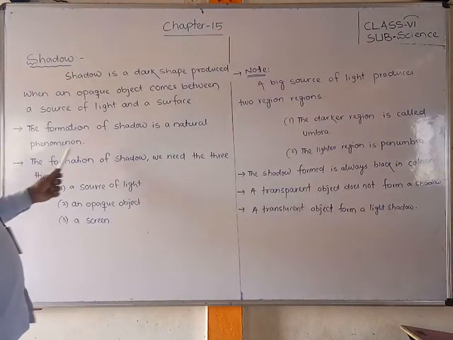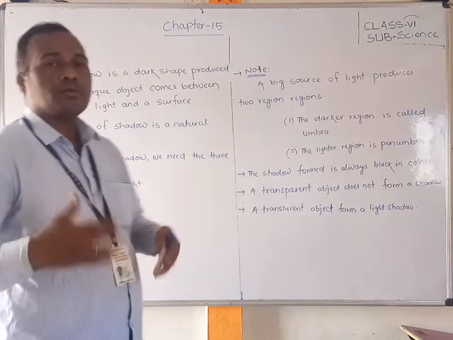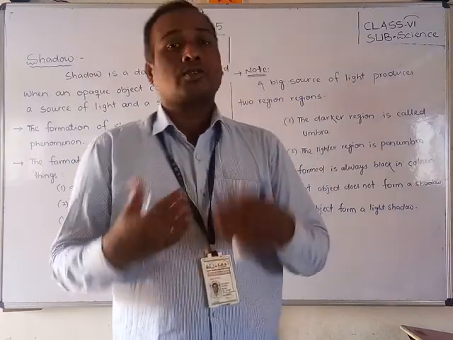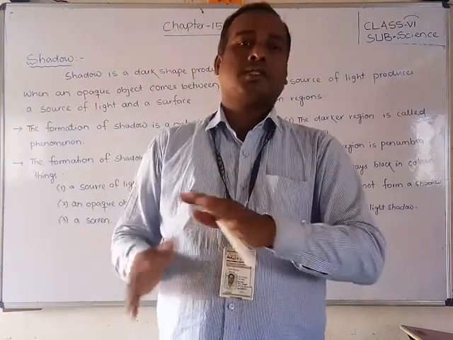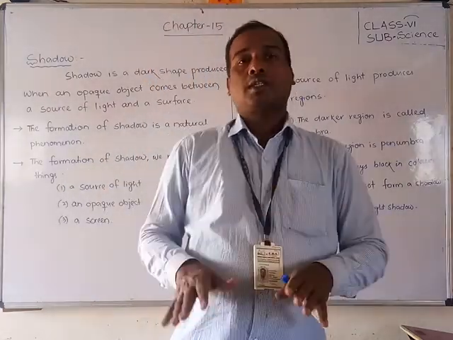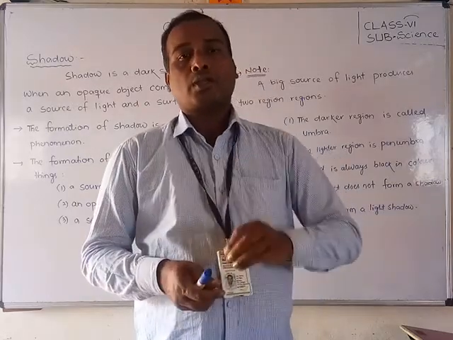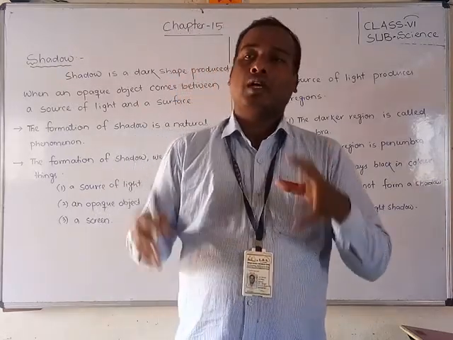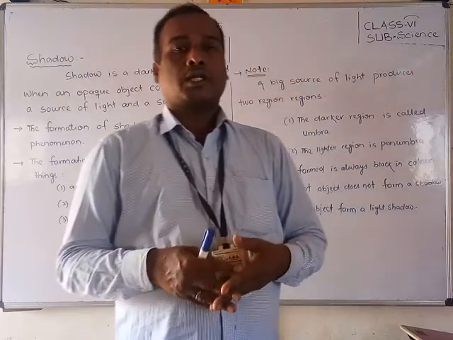The formation of a shadow is a natural phenomenon. Nobody is creating it. It is a natural thing. One opaque object is already there, and if light falls on it, then automatically the shadow forms.